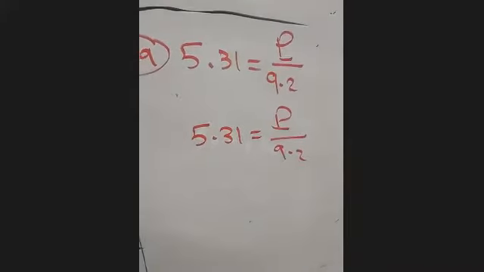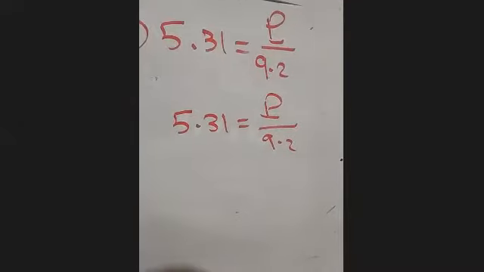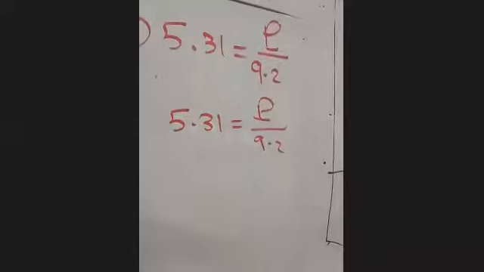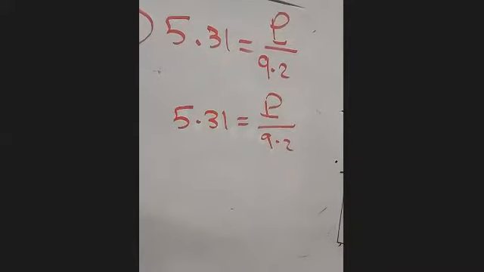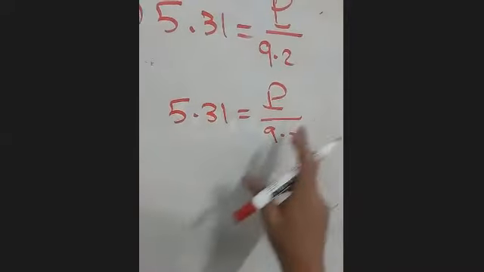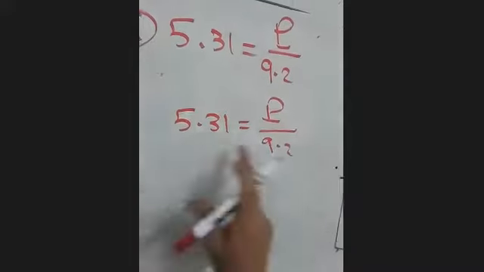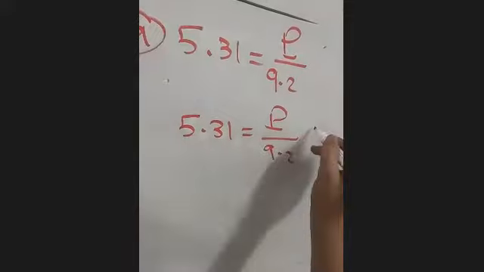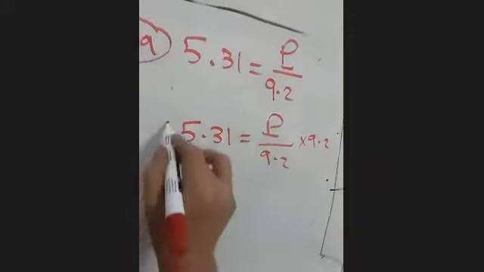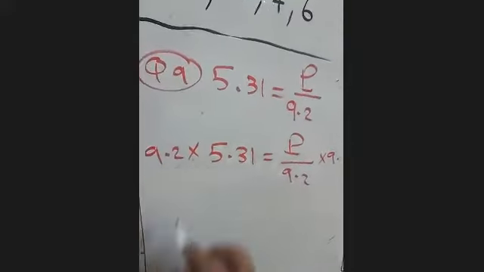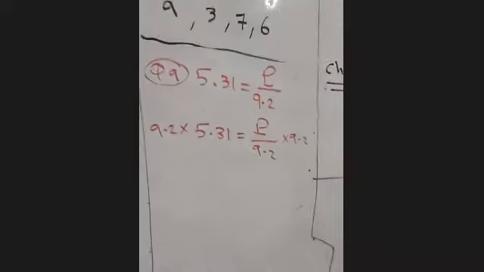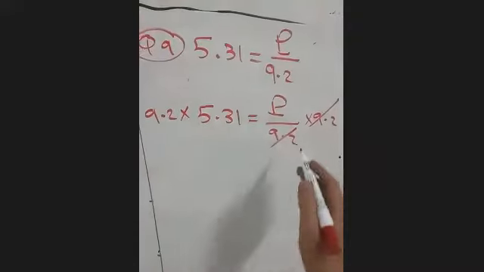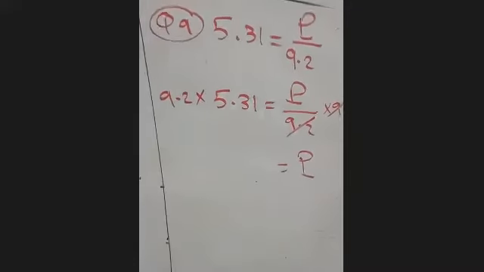In a division equation, what do we do, Shukri? We multiply both sides with the divisor of the variable, which is 9.2, right? So here I'll multiply by 9.2, and here also I'll multiply by 9.2. Got it? Now 9.2 with 9.2 is 1, so we still have P equals.